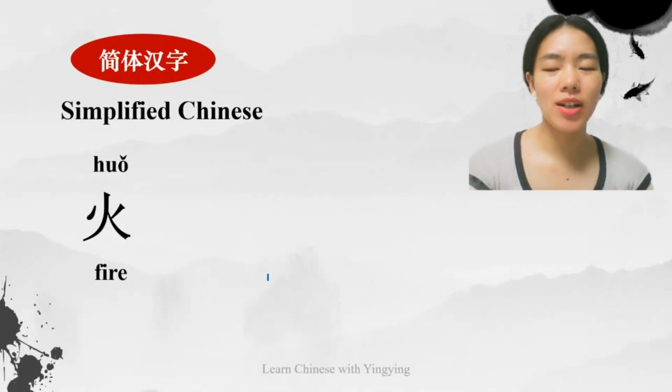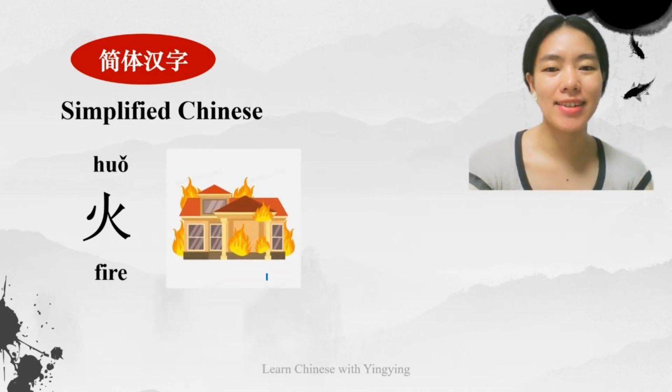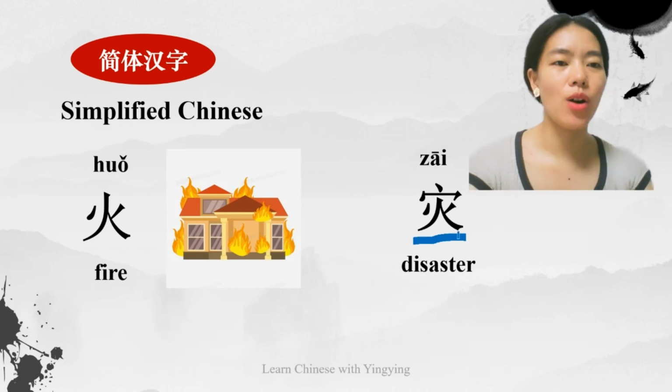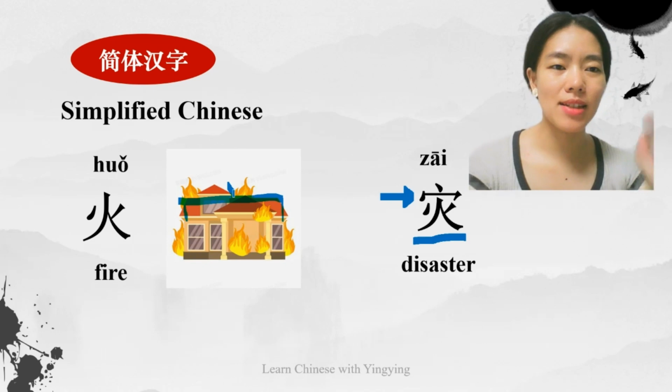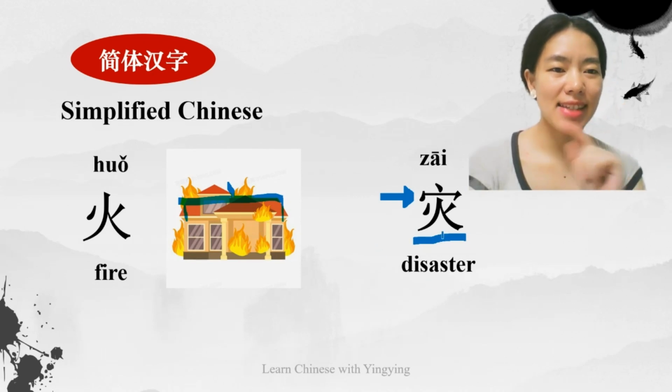The next word that uses 火 as the root word, do you notice this one? A house on fire. So we are going to learn 灾. Do you notice the bottom part is 火 and the top part is actually the shape of a roof? And this dot means chimney. So this one means disaster. And the pronunciation of it is 灾.